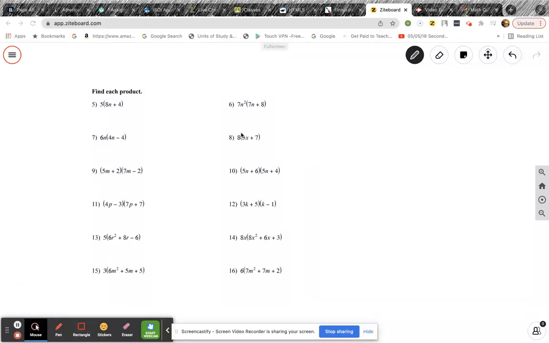Okay, so this is the second part. And the second part, you're going to be using some multiplication. Okay, so you're distributing. So in the first example, we're distributing the 5. So you do 5 times 8n and then 5 times 4.